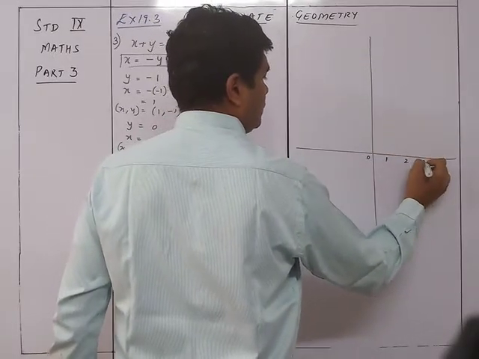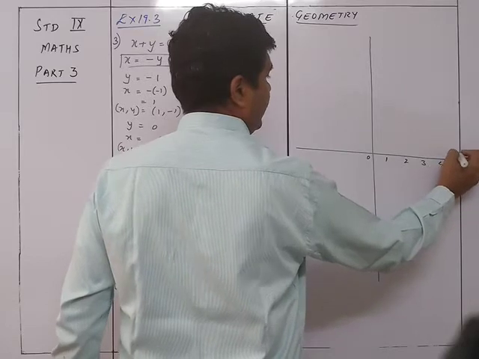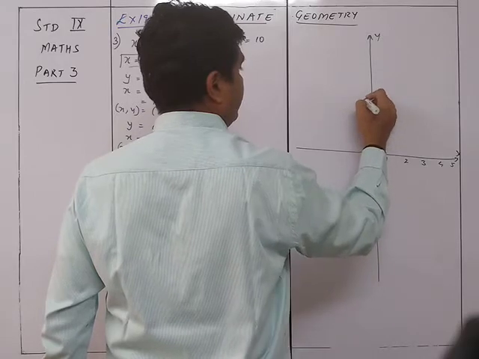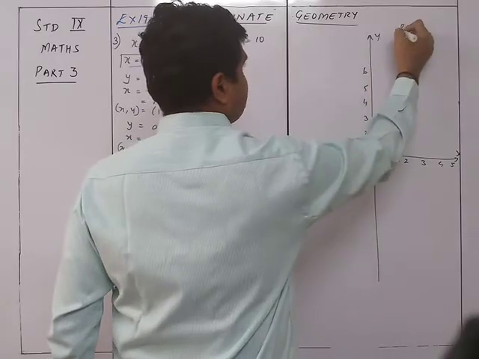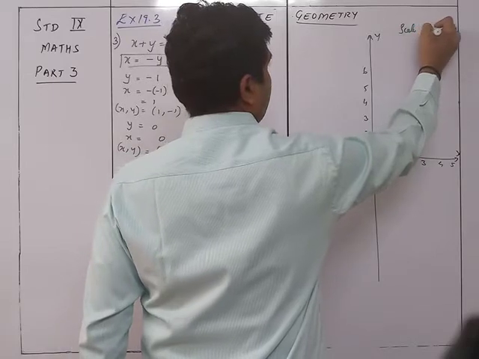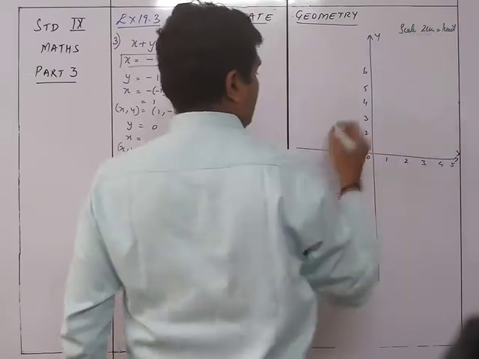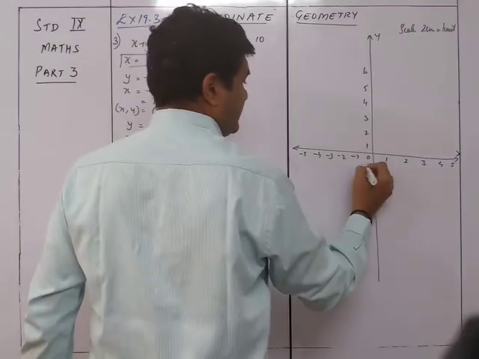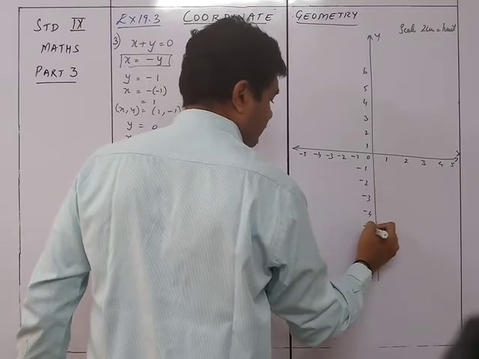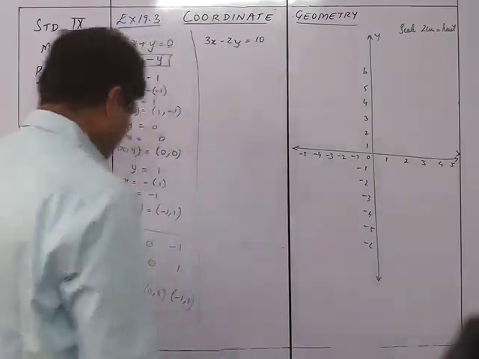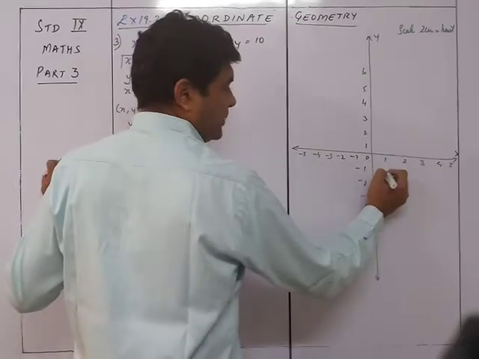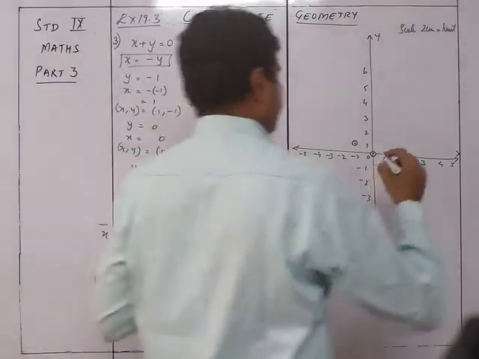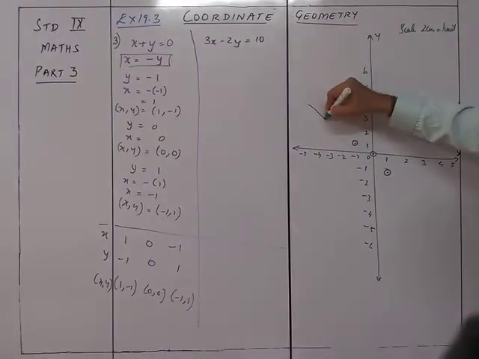1, 2, 3, 4, 5 on the x-axis, and the y-axis 1, 2, 3, 4, 5, 6, with the scale 2 centimeters equal to 1 unit. Here it's minus 1, minus 2, minus 3, minus 4, minus 5, and here it's minus 1 to minus 6. You have the first point as 1 comma minus 1. So 1 comma minus 1 is over here, 0 comma 0 is here, and minus 1 comma 1 will be here. So this gives you the straight line over here like this.